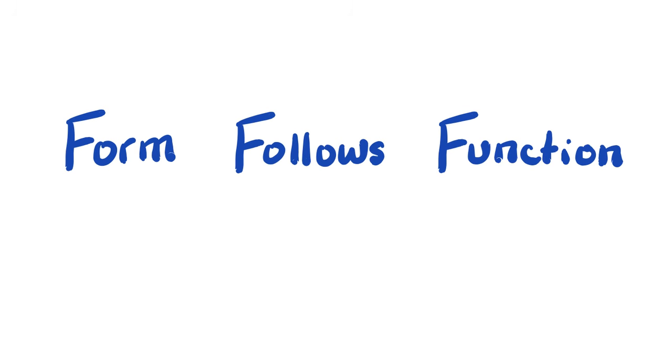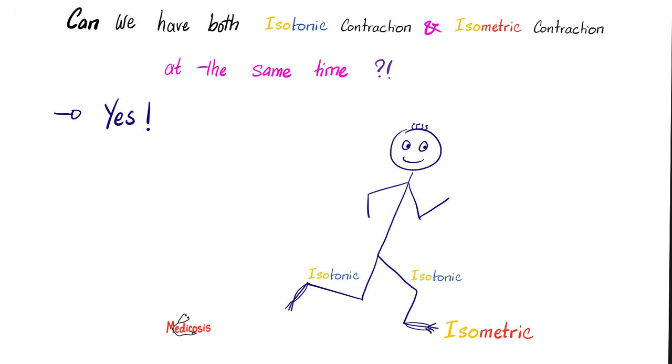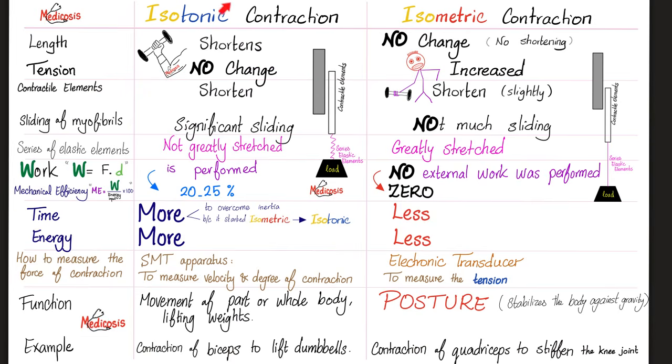Form follows function. Quick question, can we have both isotonic and isometric contraction at the same time? The answer is yes. Let's say you're running. This left leg has to maintain your body posture. Isometric contraction. You are bending the knee right here. That's isotonic. You're shortening the muscle. Isotonic here as well. So yeah, you can have both. In case of isotonic contraction, we are measuring the shortened length. In isometric contraction, we are measuring the tension.